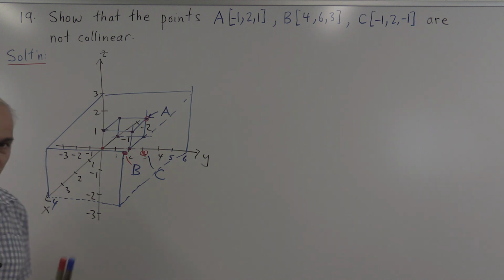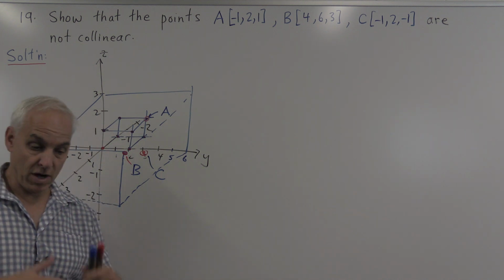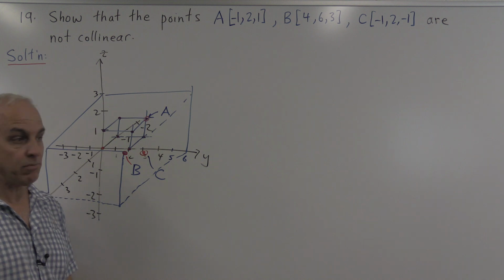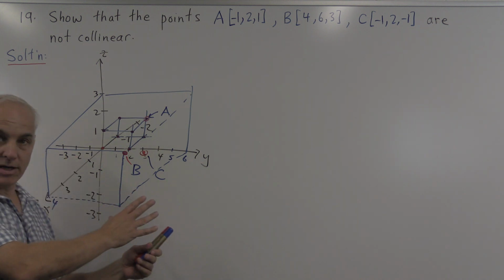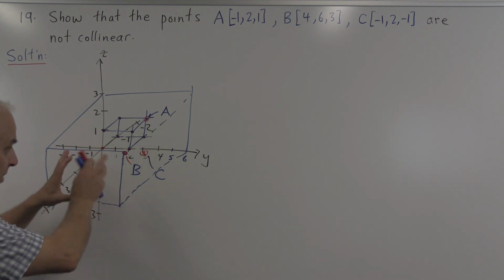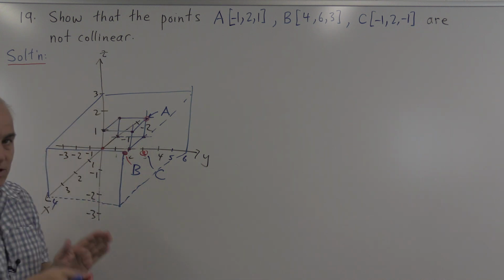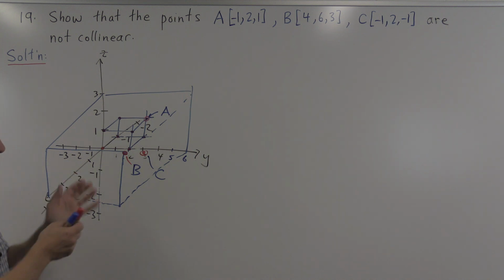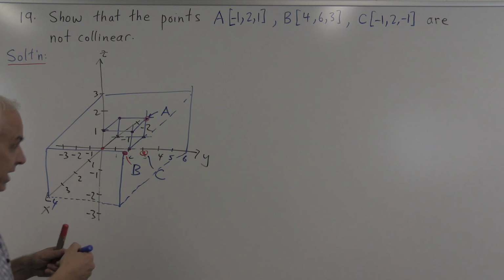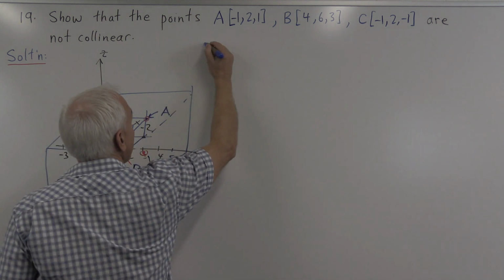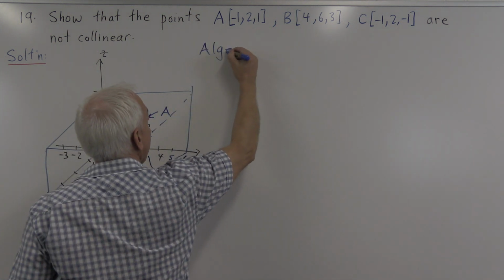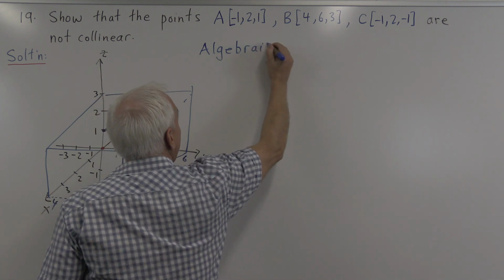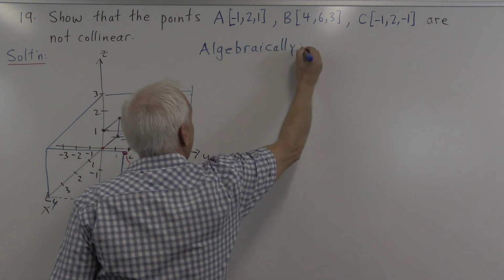Okay, but I don't want you to solve the problem that way. I just want to show you how you can represent points pretty accurately, without too much work, just by drawing appropriate boxes whose sides have the appropriate directions to represent points. All right, so let's solve this problem now algebraically. Okay, how are we going to do that?